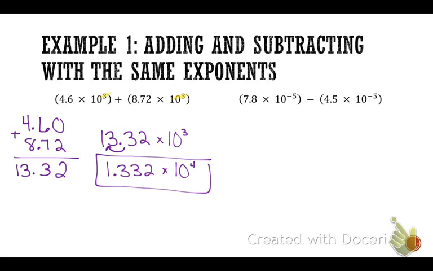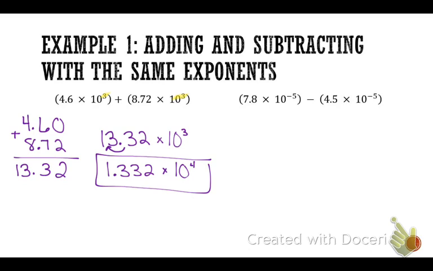And can I just give you a little hint? For the subtraction, you're never going to have a number that's greater than 10 after you subtract, because those numbers are already in scientific notation. However, it could be less than 1, and then it would go the other way. But that's not going to happen here. Go ahead and simplify, and remember, keep your common exponent.